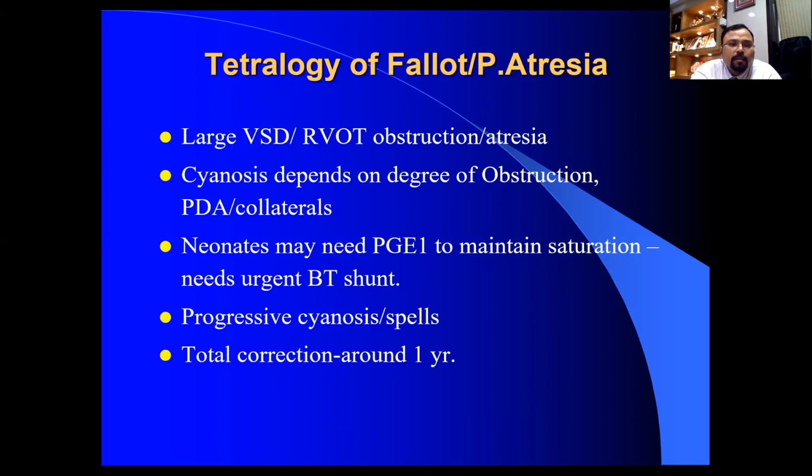Usually, cyanotic CHD kids present at 2 to 3 months of age with cyanotic spells, or sometimes around 6 months of age. And this TOF child needs correction at 1 year of age. Sometimes at 3 months of age, in the US they are doing total correction at 3 months of age, whereas in India we do total correction at 1 year of age, that is VSD closure with RVOT resection.